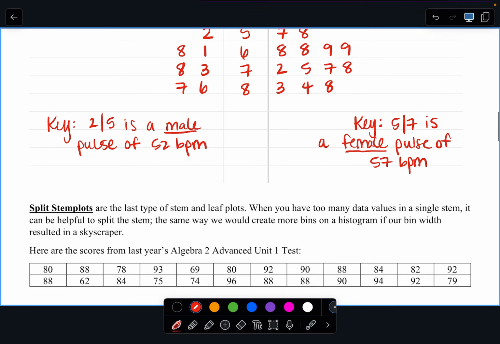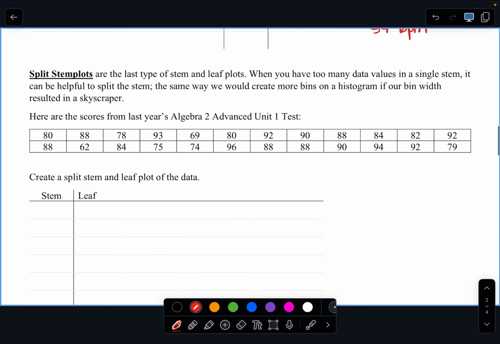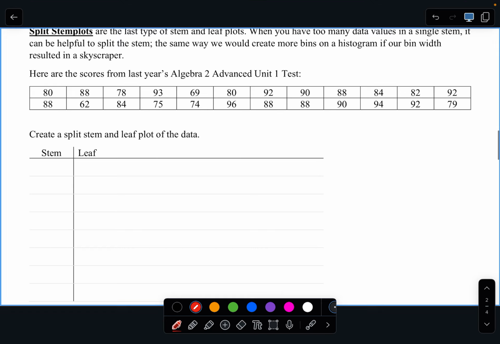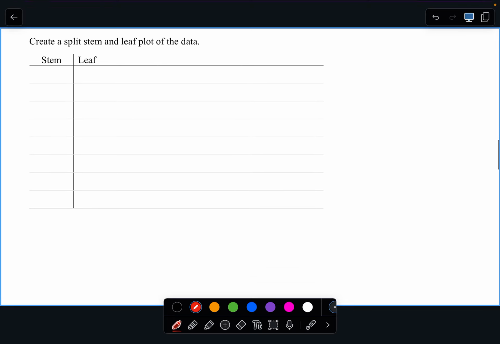Okay, the last type of stem and leaf plot is a split stem. So the way this works is, in our case for this particular set of data, we have a smallest number of 62. Let me double check. Yes, 62 and a largest number of 96. So what's going to happen with a split stem? Every single stem that we have is going to have 2 rows. So I'm going to write 6 twice, 7 twice, 8 twice, and 9 twice.